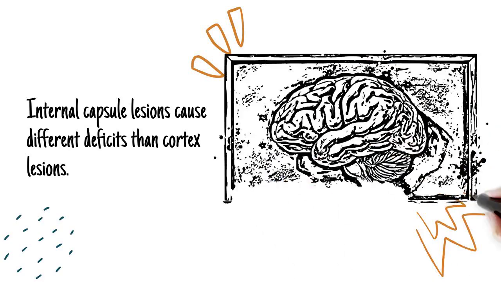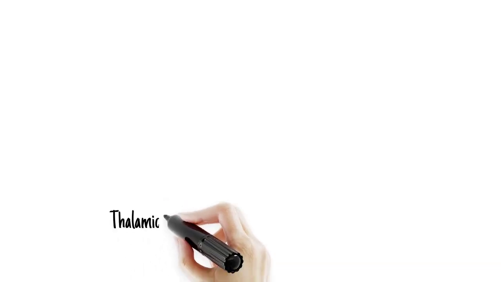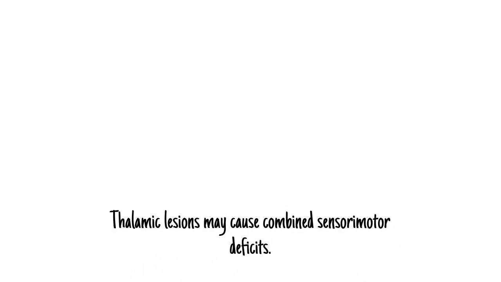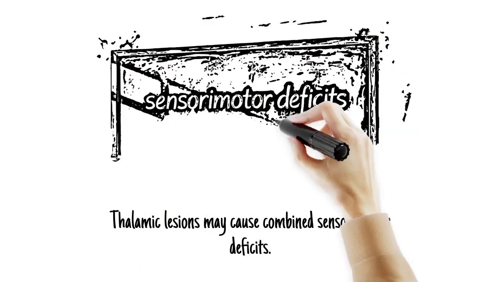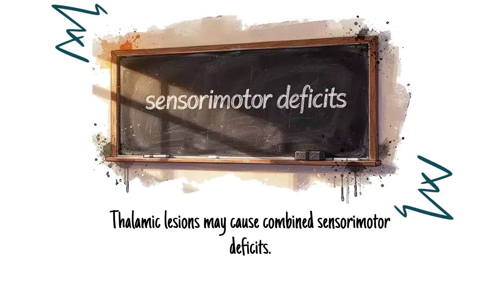Also, adjacent to the internal capsule is the dorsal thalamus. When thalamic lesions occur in this region, they can disrupt sensory relay pathways alongside the nearby motor pathways, producing combined sensory motor deficits, a presentation frequently seen in thalamic strokes.